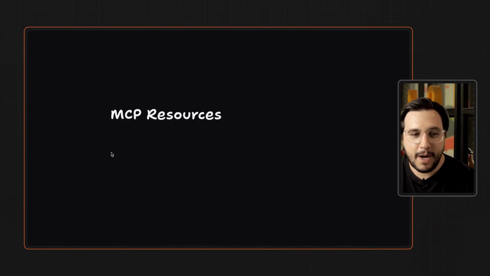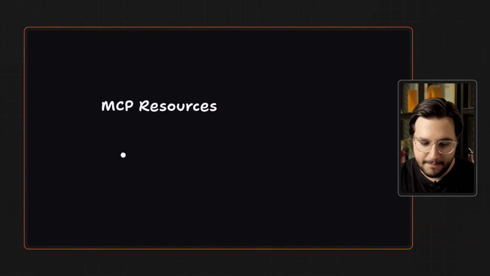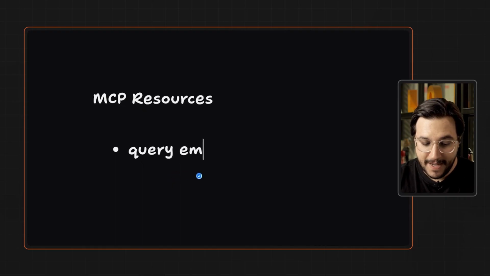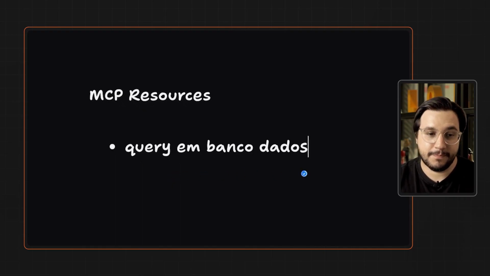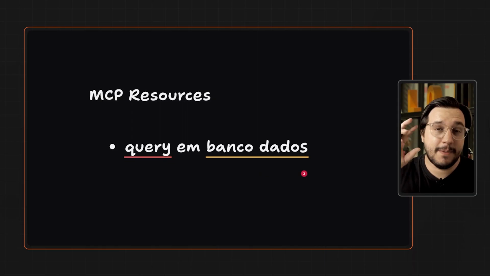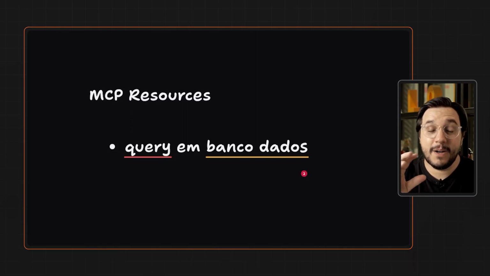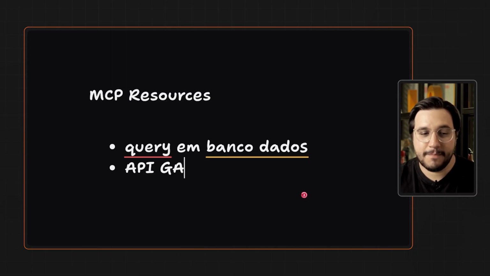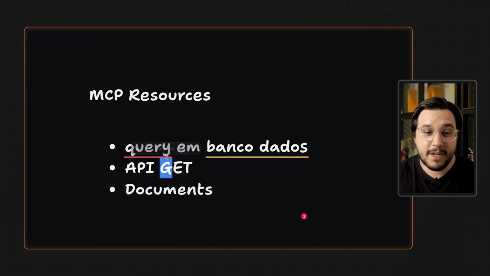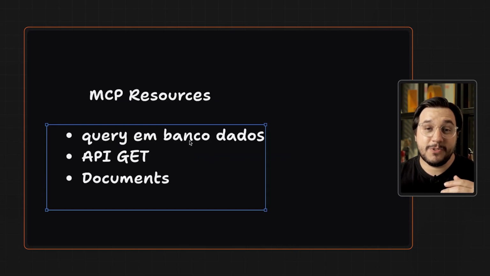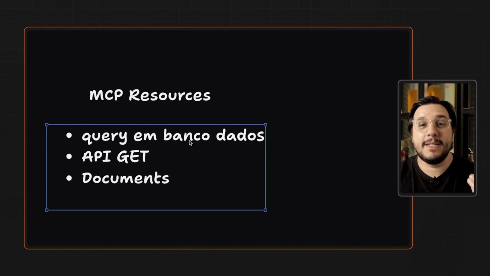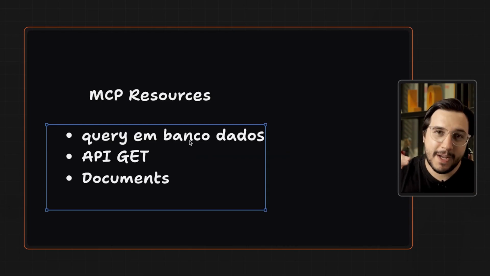By utilizing the Model Context Protocol resources, we can use this to query and retrieve data from a database. But I'm talking about relational databases, regular databases. I'm not talking about vector databases here now. We can also do a GET on an API. We can access documents here as well, so MCP Resources goes straight to the data source and returns it to the LLM in a deterministic way.